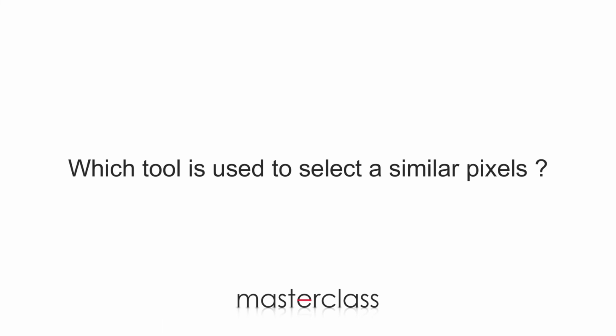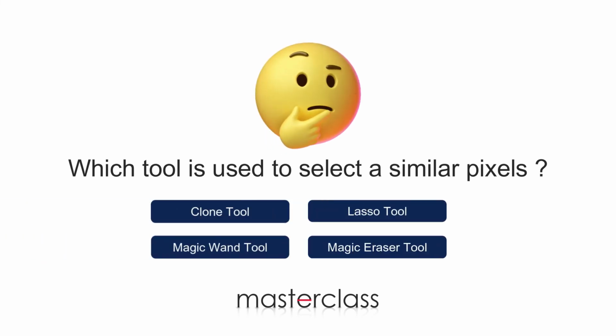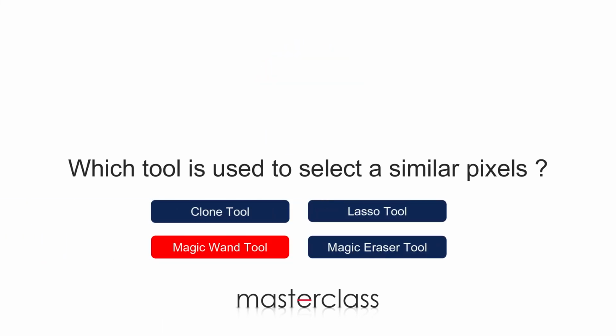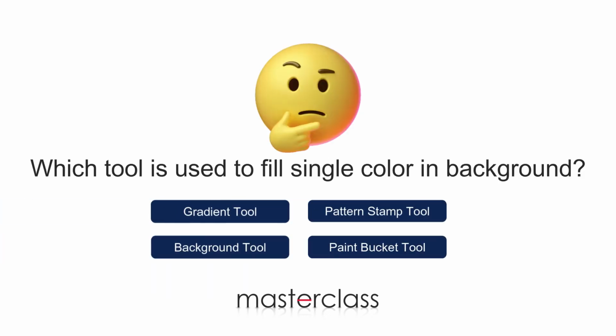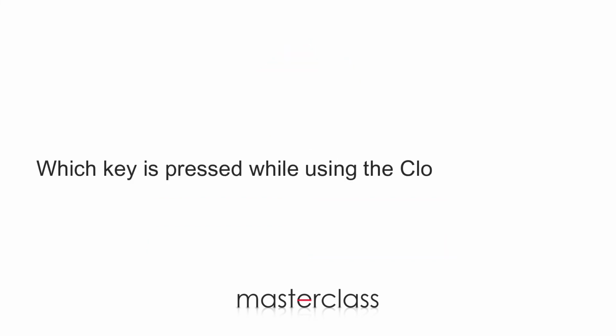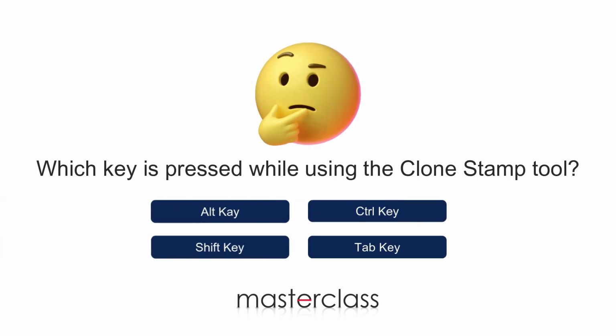Which tool is used to select similar pixels? Magic wand tool. Which tool is used to fill single color in background? Paint bucket tool. Which key is pressed while using the clone stamp tool? Alt key.